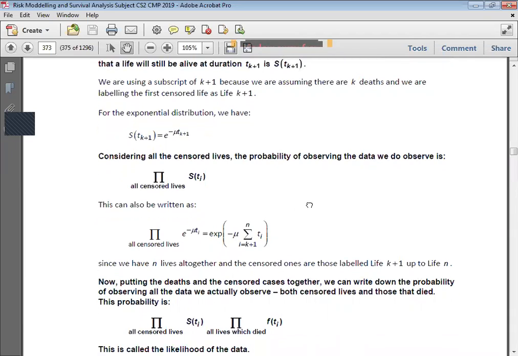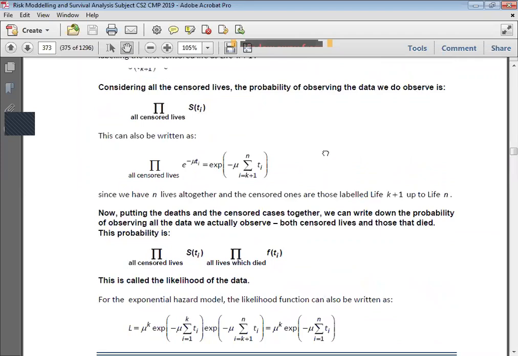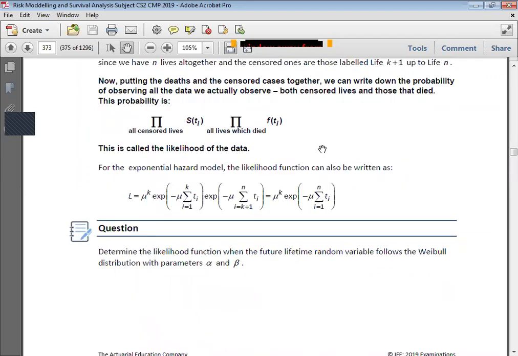And now again, as we know that there is no dependency between the censored lives and the lives that die and the lives that remain, we are basically assuming that we are looking at non-informative censoring. So you multiply both of them together and this will be your likelihood function.